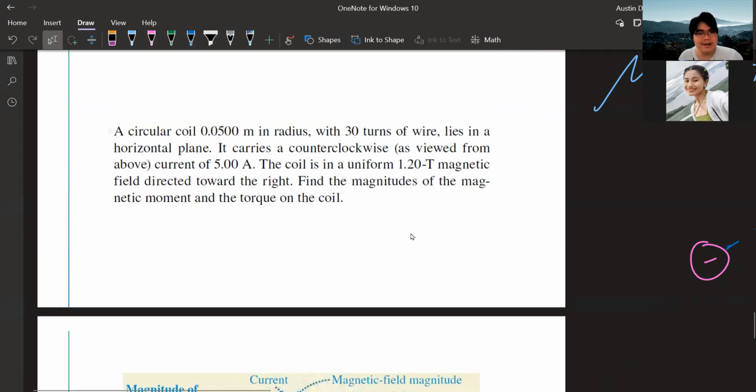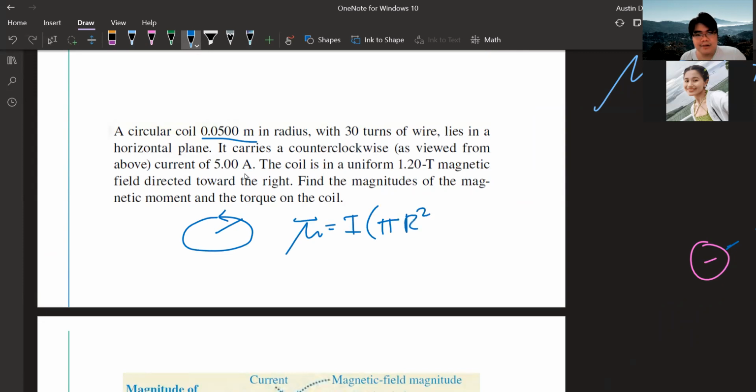Okay, for a single coil, meron kang circle, di ba? And then, radius of that amount. Therefore, mu is just I, the current I have, which is 5 amperes, that times the area, which is pi r squared. Capital R na lang ito. Okay. And that's it. You just plug in things. Makukuha mo na siya.